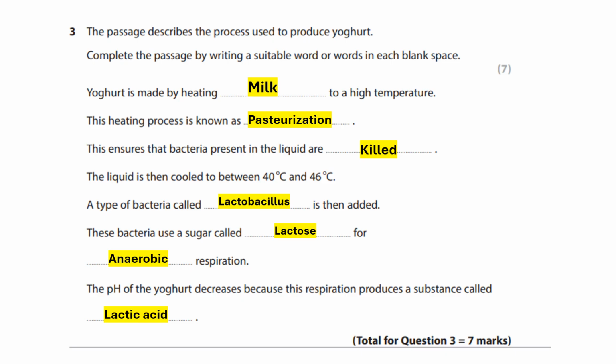The type of bacteria called Lactobacillus is then added. And you have to memorize this word because this is one of the words that you must know. These bacteria use a sugar called lactose for anaerobic respiration. The pH of the yogurt decreases because this respiration produces a substance called lactic acid. You can also say lactate.